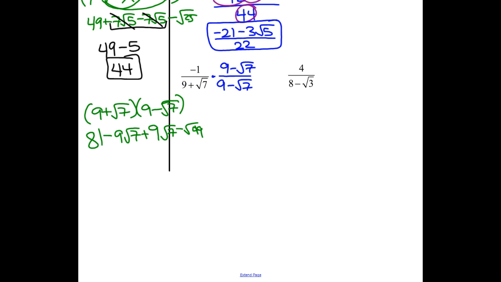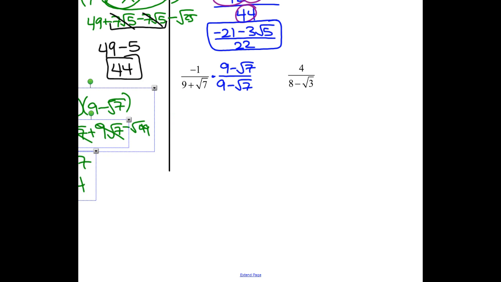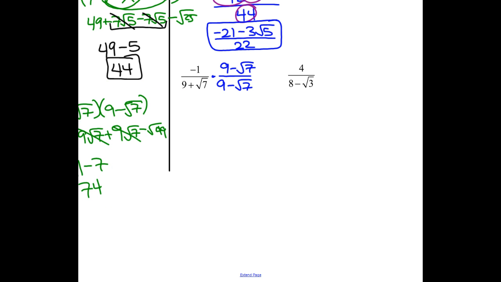And again, you have canceling out here and here. So you're really left with 81 minus, and the square root of 49 is 7, which leaves you with 74. So we're left with 74. I'm going to move this stuff over here quick to get it out of the way. So in our denominator, we have 74.